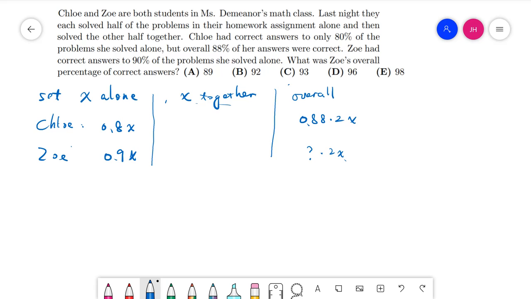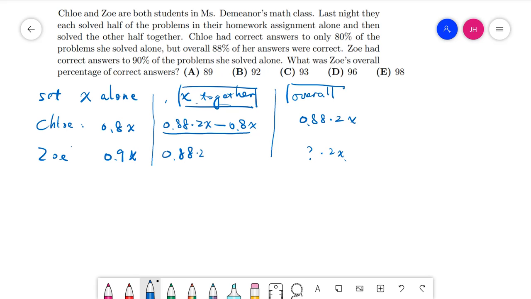Good. Since they did the second half together, how many problems did Chloe do correctly for the second half? That'll be 0.88 times 2x minus 0.8x, right? She did so many problems correctly. And so does Zoe, because they did this part together. So this has to be the same, 0.88 times 2x minus 0.8x.